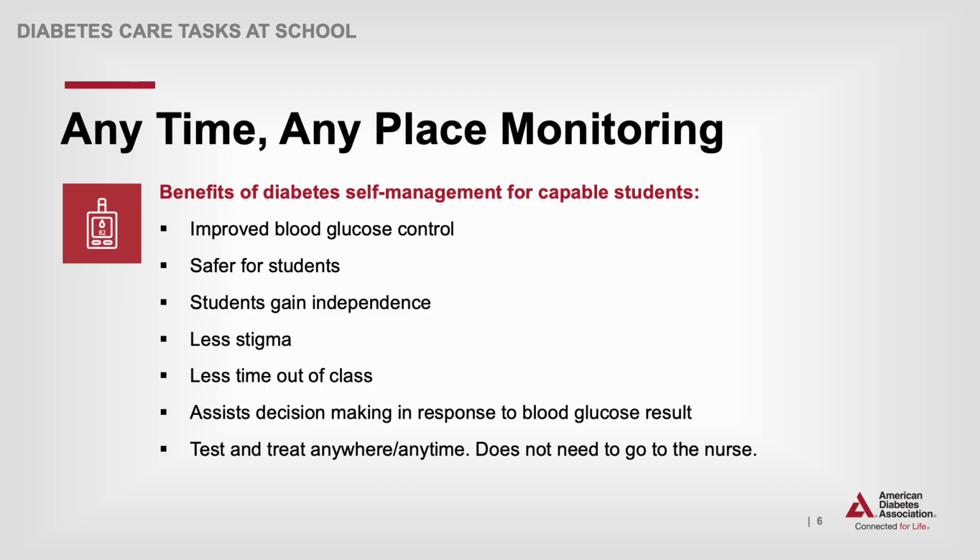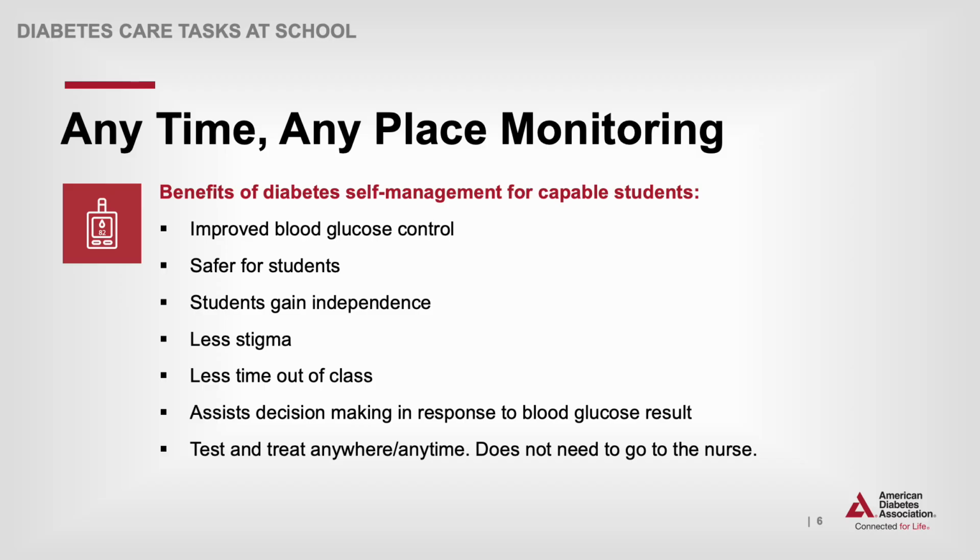What are the advantages of checking blood glucose levels anytime and any place? The student can achieve improved blood glucose control to prevent long-term complications of high blood glucose and complications of acute low blood glucose levels. It is safer for students because less time is lost between recognizing symptoms, confirming low blood glucose, and obtaining treatment with fast-acting sugar source followed by a snack or meal.